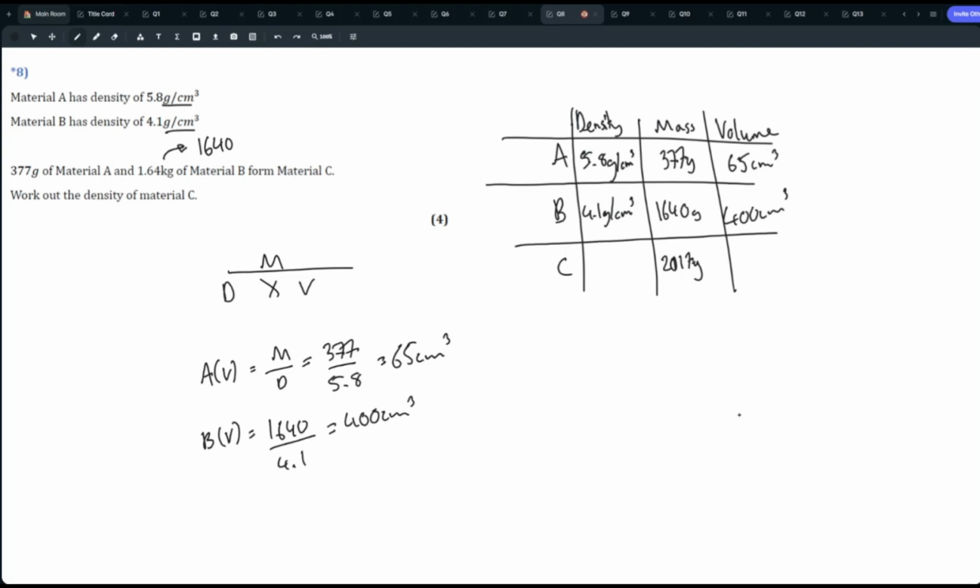Just going to fill this in. So you can work out a total volume now. That's going to be 465 centimeter cubed. Right, so now lastly for C, we will work out density. How to work out density is mass upon volume. And we can do that very easily now because the information in the table allows us to do so. And if we do that, that's 4.34 grams per centimeter cubed. It's finished.